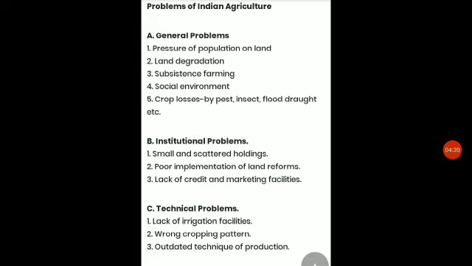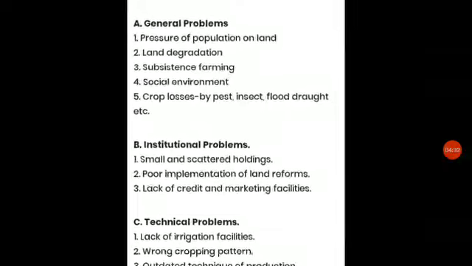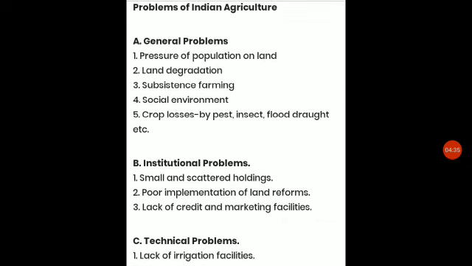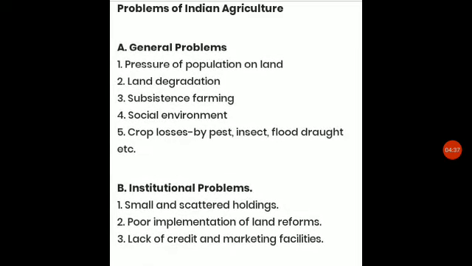Now let us focus upon the problems being faced by the agricultural sector so that we can know what were the plan objectives.